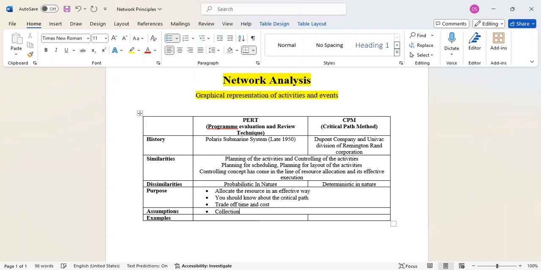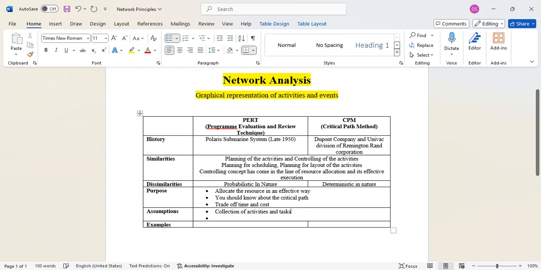Collection of activities and tasks. Actually, the culmination, or you can say when all the activities and tasks have been connected with each other, that is called the project, and when all the projects have been connected with each other, that is called the program. So whenever anyone asks what the definition of PERT should be, you should write: program evaluation and review technique.